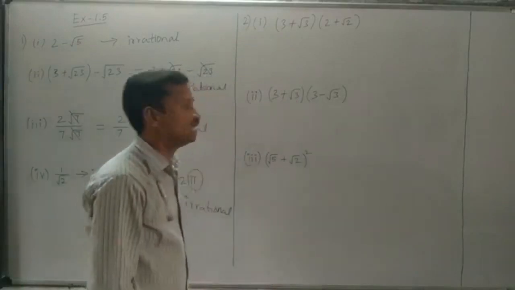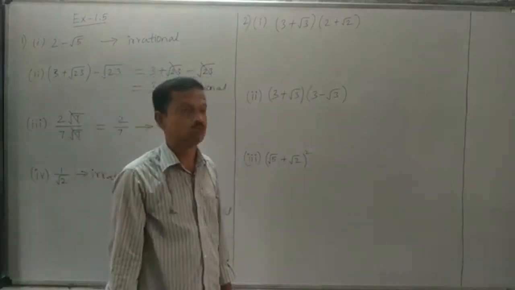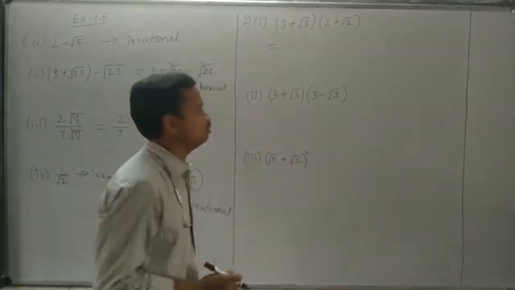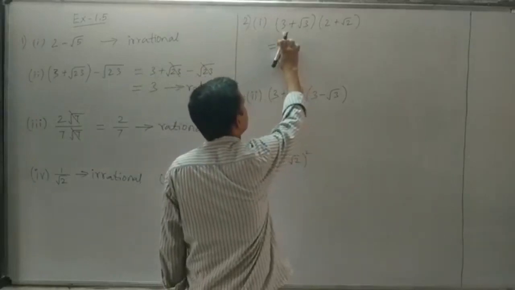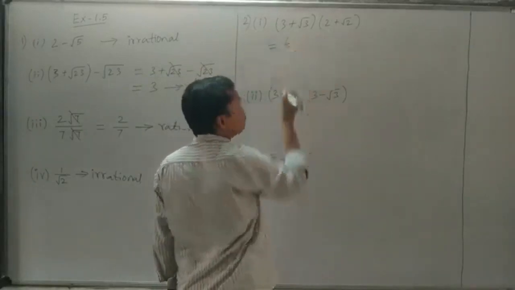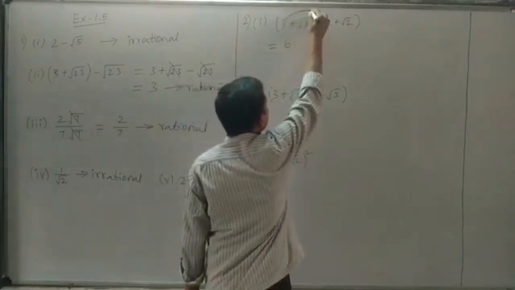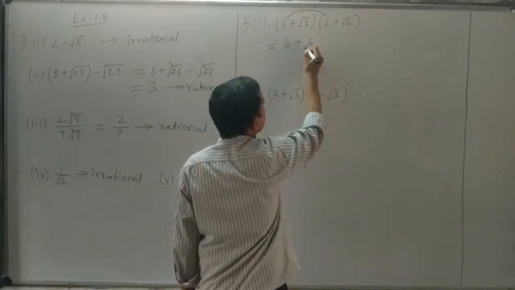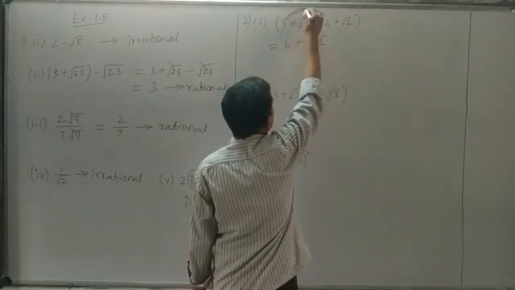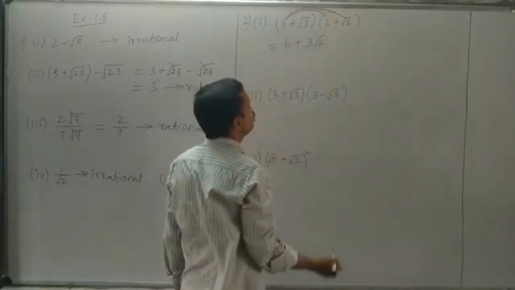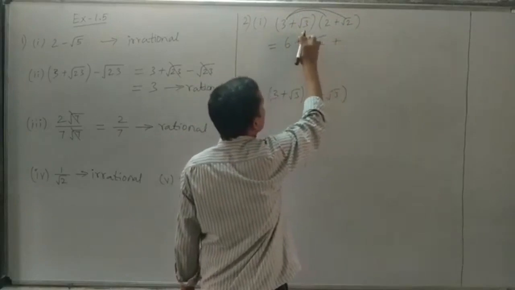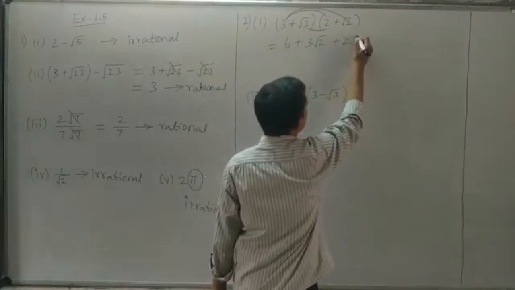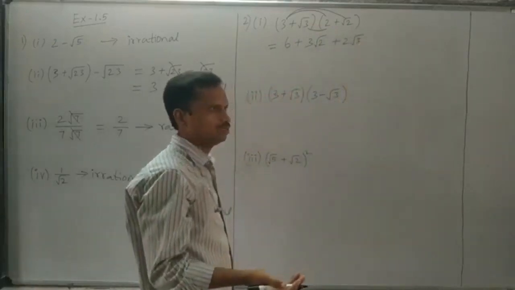3 plus root 3 into 2 plus root 2. So we just multiply, that's all. The usual multiplication, but the square root is there, so you have to take care of that. So 3 into 2, 6. And then 3 into root 2, what you get? 3 root 2. And then plus root 3 into 2. Root 3 into 2, you can write as 2 root 3.